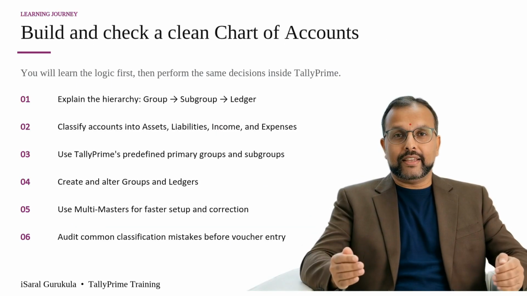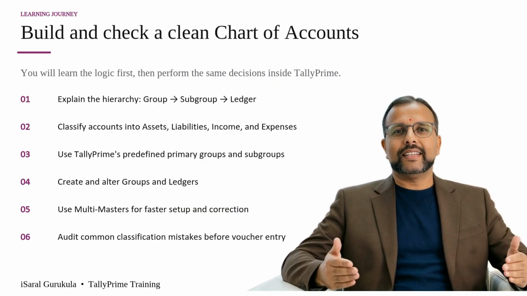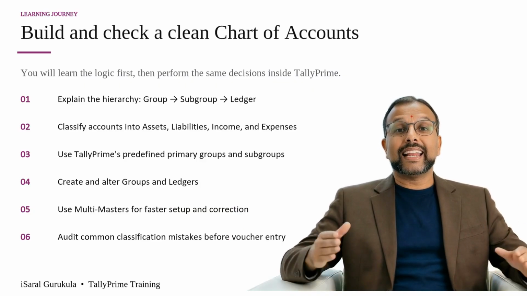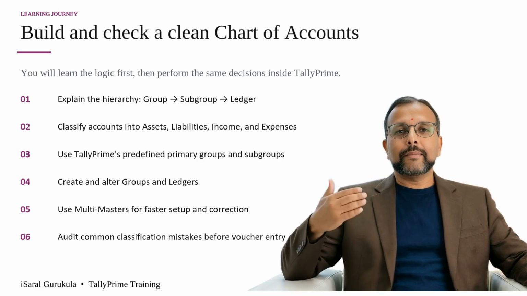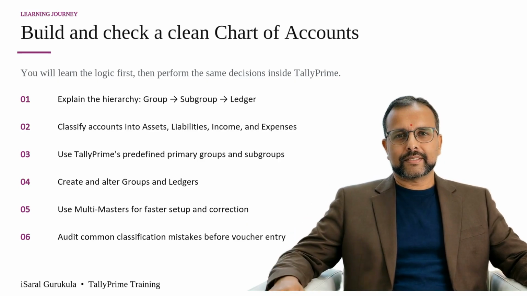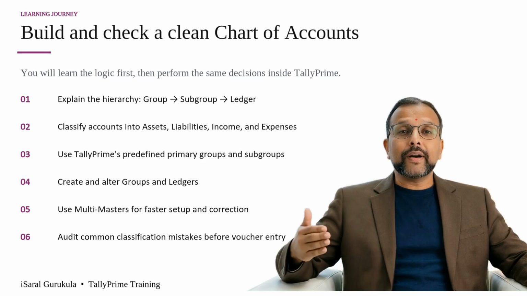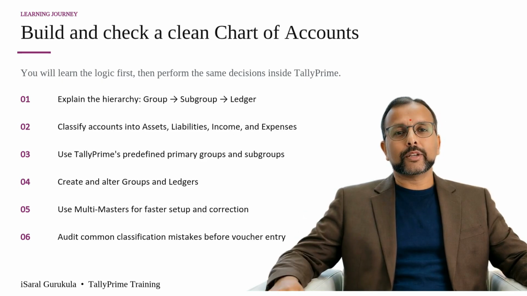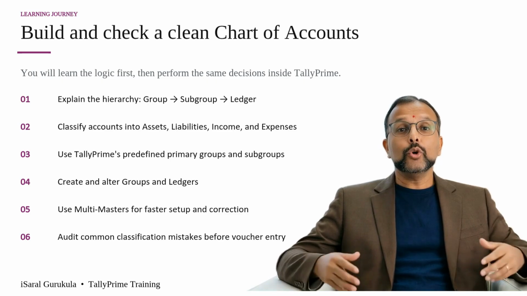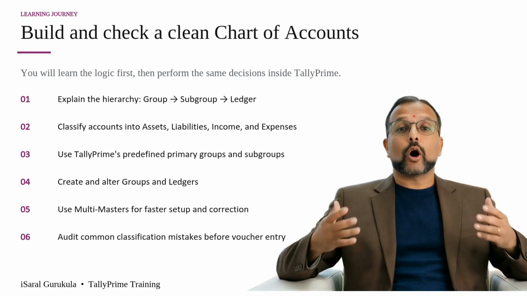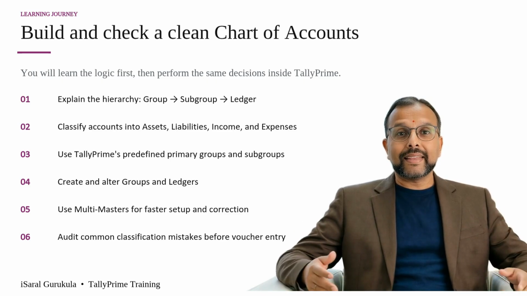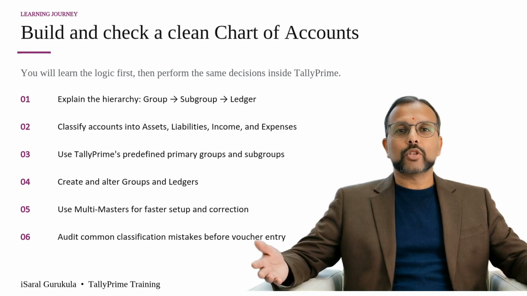Here's what you'll learn today. First, we'll explain the hierarchy, how groups, subgroups, and ledgers connect. Then, we'll classify accounts into the four main categories: assets, liabilities, income, and expenses. You'll see TallyPrime's predefined structure and learn when to create your own. We'll walk through creating and altering groups and ledgers, show you the multi-masters feature for faster setup, and finally, audit common classification mistakes. By the end, you'll be ready to build a clean chart of accounts.